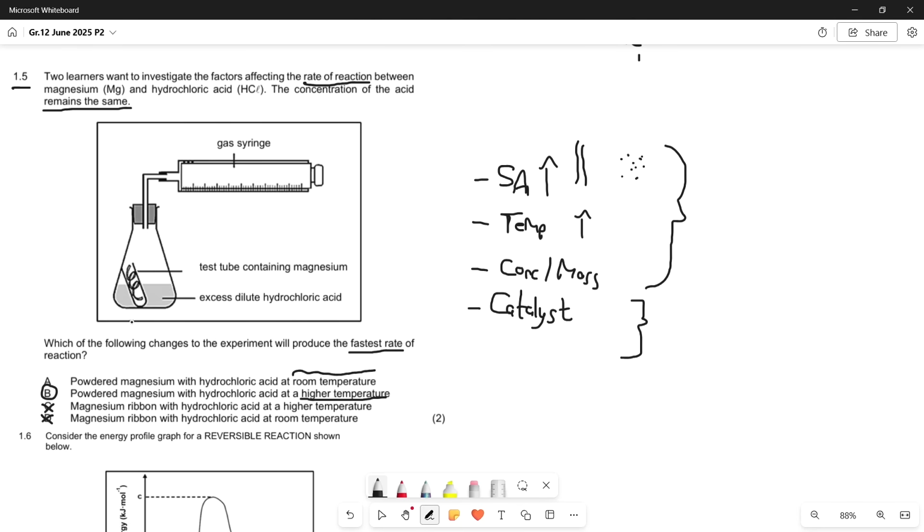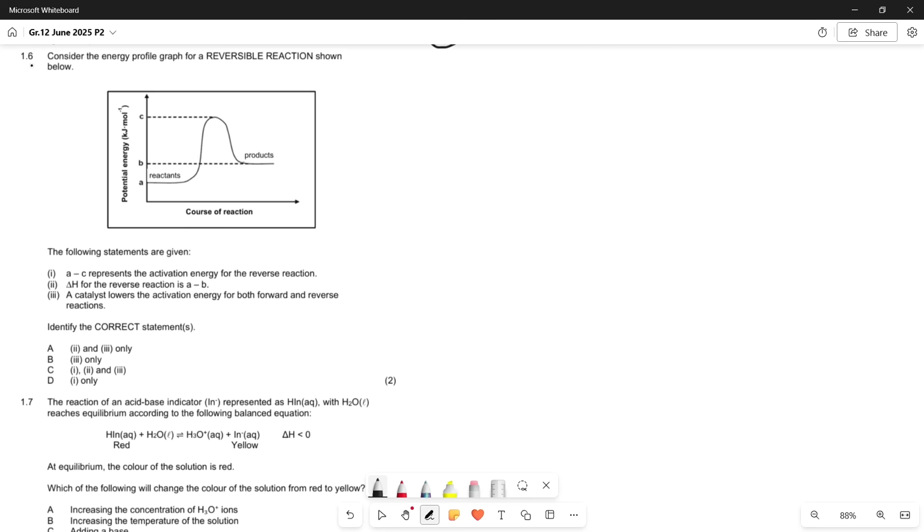So therefore, our final answer for 1.5 is B, earning us 2 marks over there. And then 1.6 says, consider the energy profile graph for a reversible reaction shown below. We have the potential energy, the course of the reaction, reactants and products, and they said that this is reversible. So it can go forward this way, and backwards this way.